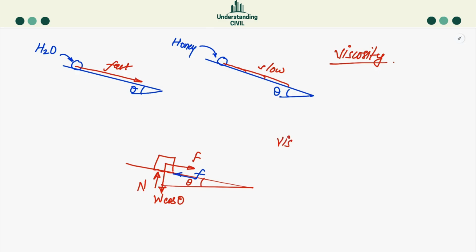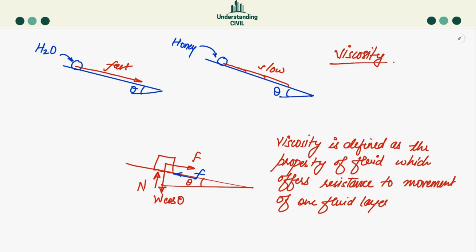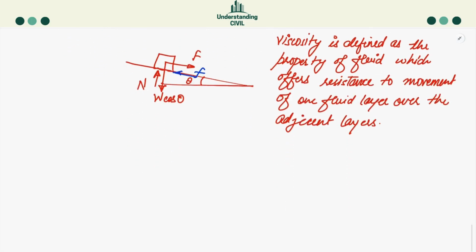So I would say that viscosity is defined as the property of fluid which offers resistance to movement of one fluid layer over the adjacent layers.